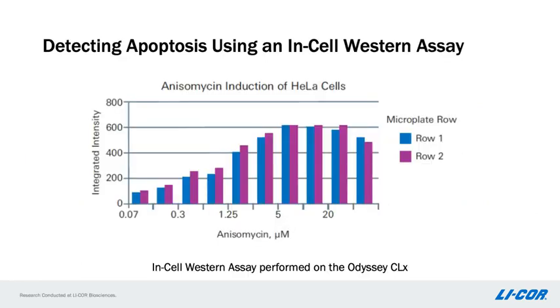In this example, the in-cell Western assay is useful for quantifying apoptosis in response to drug treatment. HeLa cells were treated with increasing concentrations of anisomycin, which resulted in caspase-3 activation. This is indicated by an increase in integrated intensity on the graph. The experiment was performed in duplicate, indicated by the blue and purple bars.